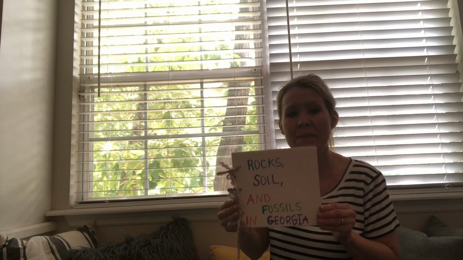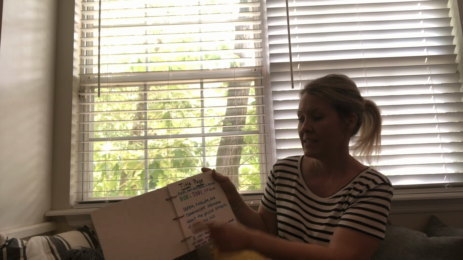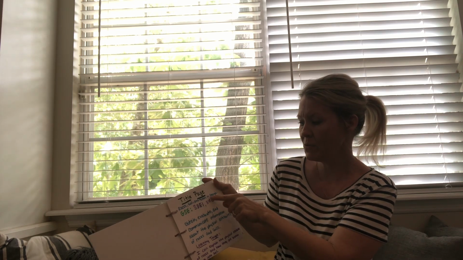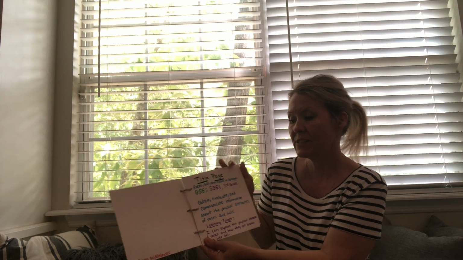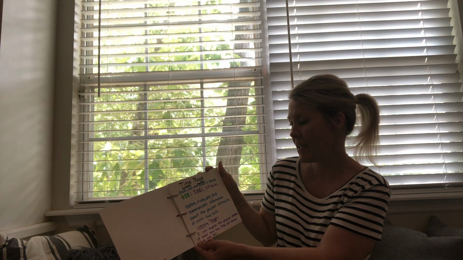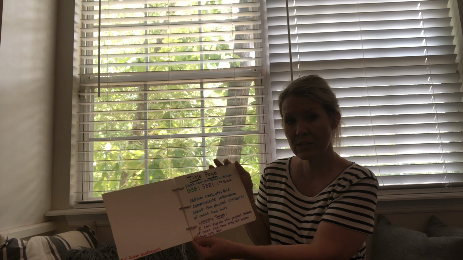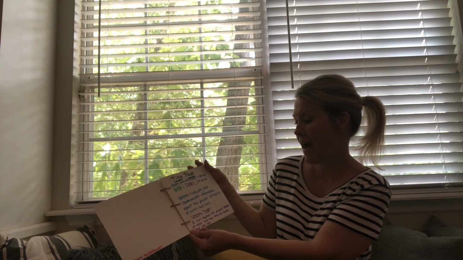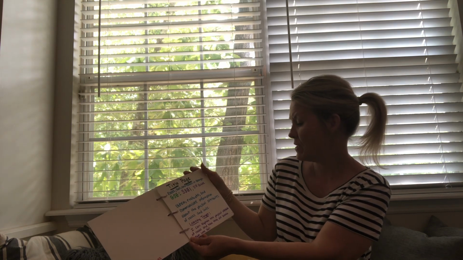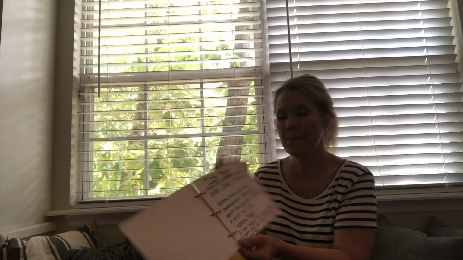Today we're going to be reading the book Rocks, Soil, and Fossils in Georgia. Our title page tells us that Rocks, Soil, and Fossils in Georgia is the title, and it's over the standard S3E1 for 3rd grade: to obtain, evaluate, and communicate information about the physical attributes of rocks and soil. Our learning target is: I can explain the physical attributes of rocks and how they are broken down into soil.